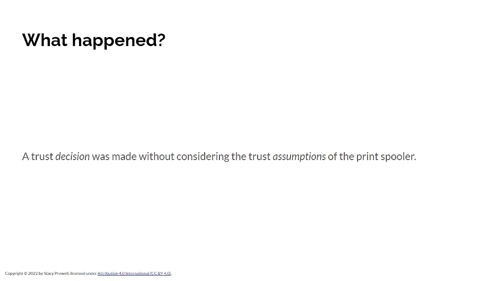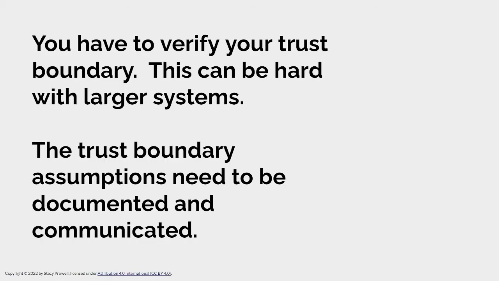So what happened? How did this go wrong? Well, a trust decision was made without considering the trust assumptions of the print spooler. There were trust assumptions made about what would happen with the print spooler, and then those were violated by the implementation of the system. And this all brings us back to the important lesson: verify your trust boundary.